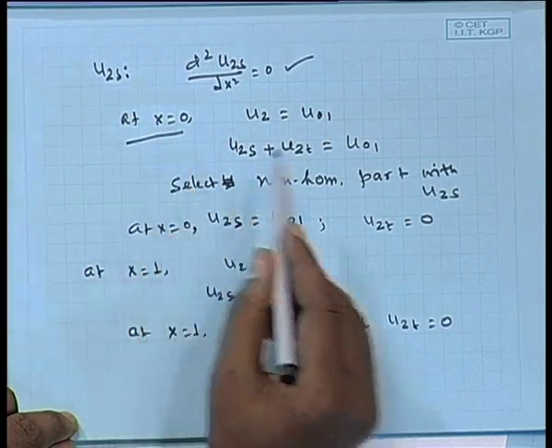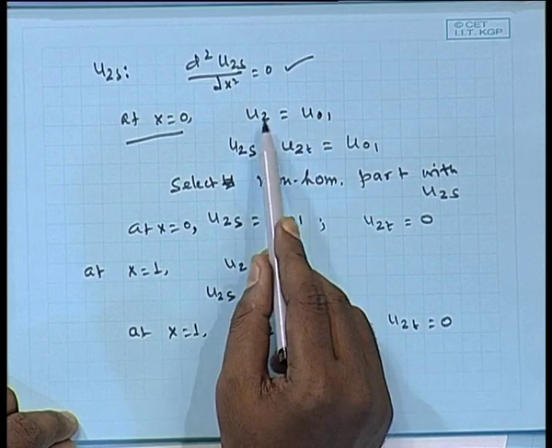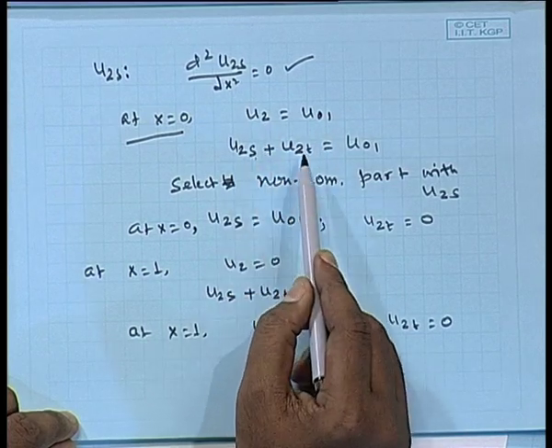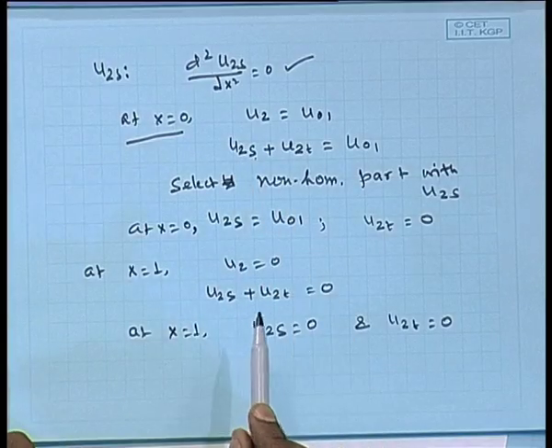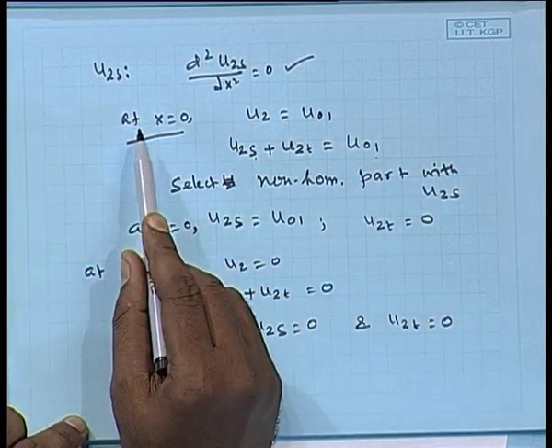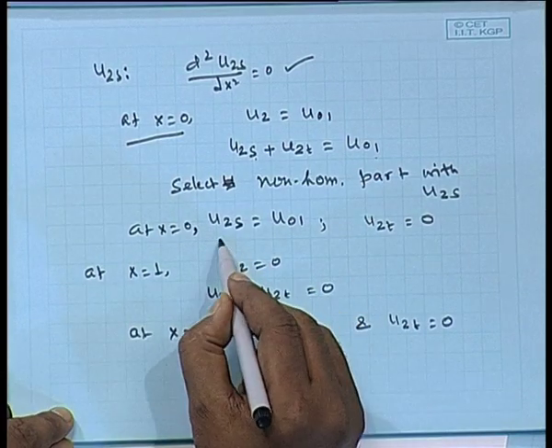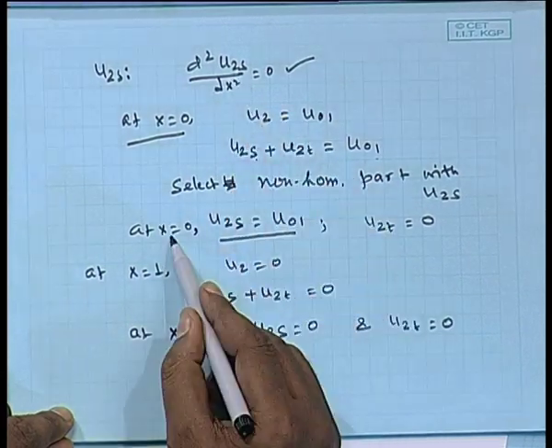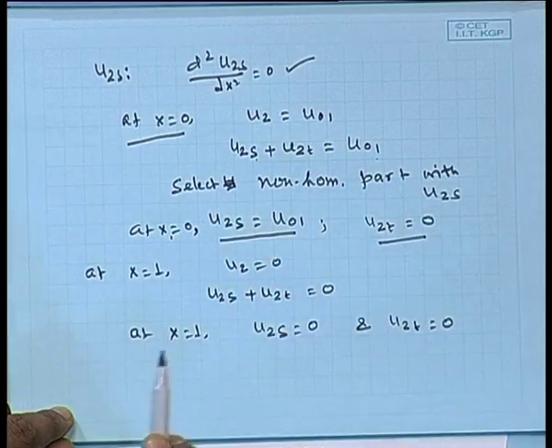Now, let us fix the boundary condition and initial condition. At x equal to 0, in the original problem U2 was equal to U01. What is U2? U2 is nothing but U2s plus U2t. And we apply a trick here, a mathematical treatment, that is, we allow the non-homogeneous part to go along with U2s, the steady state solution. That means, U2s will be equal to U01 at x equal to 0. That means, at x equal to 0, U2t is equal to 0. So, we get the boundary condition of U2s at x equal to 0, and we get the boundary condition of U2t at x equal to 0.